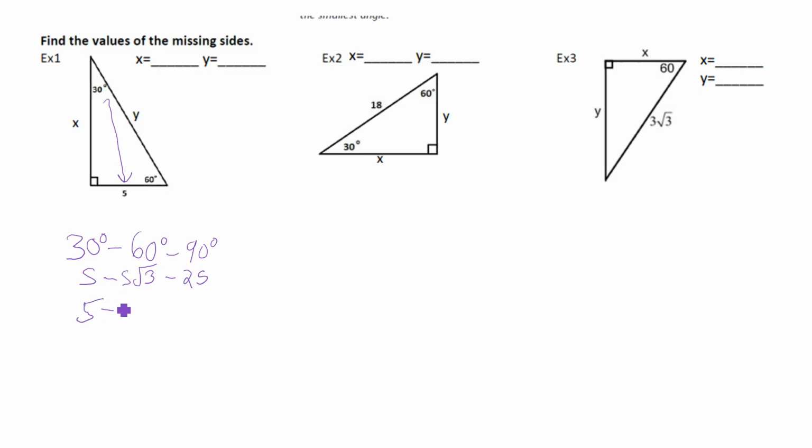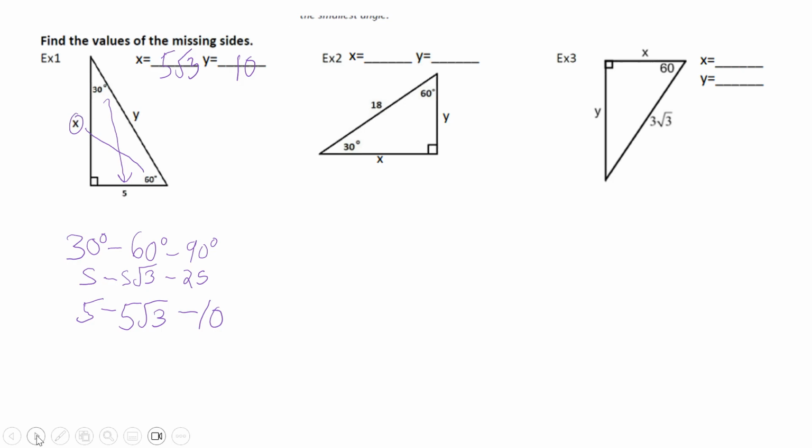so that's S. Okay. So then to get my other sides, well, my medium side is just S times root 3. Well, S is 5, so that's just 5 times root 3. And my longest side is just 2 times S. S was 5, so that's just 10. So X specifically was the one across from 60, so that's our 5 root 3. And Y was our 10.